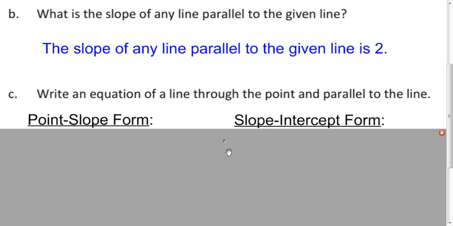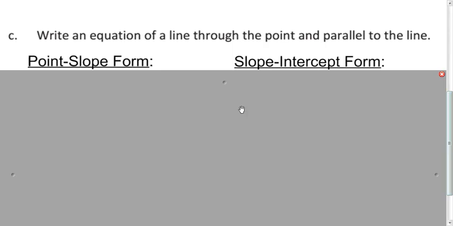And it's really up to you to decide which one you like better. And also, if it's multiple choice, you could have the answers given in either form, or standard form. So you got to know how to convert from these to the other. If it's standard form, it's usually easiest to switch it around and make it slope-intercept form.